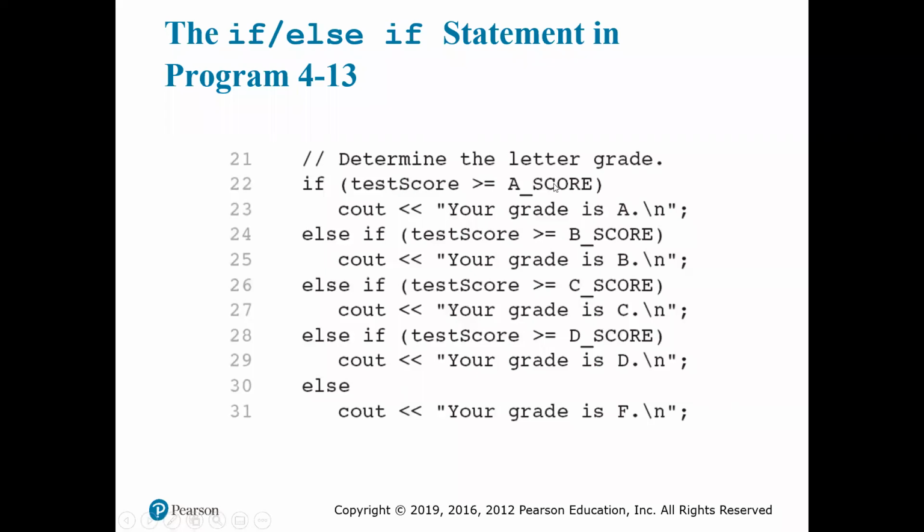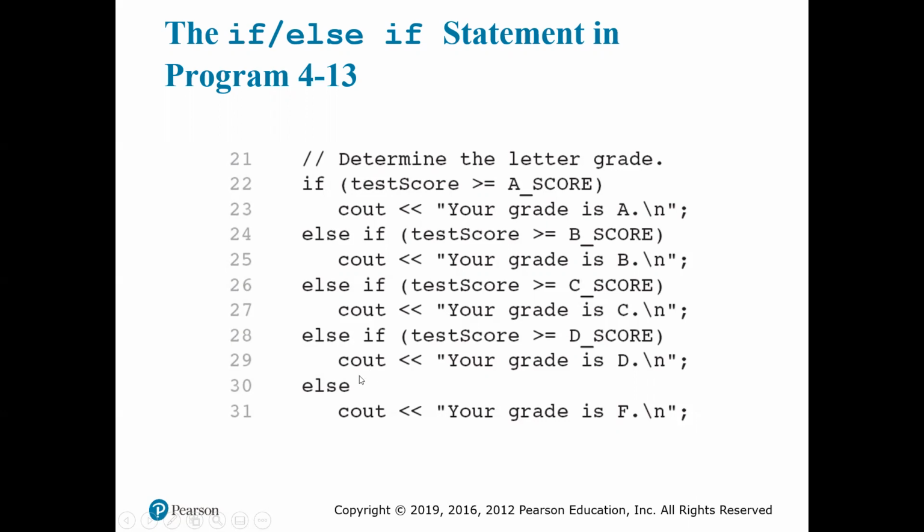So test score is greater than or equal to A score. We'll say the A score is 90. So if you get greater than or equal to 90, then it'll say your grade is an A. Okay. And then otherwise, if you get greater than a B, we'll say that's 80, then your grade is a B. Greater than a C, we'll say that's 70, then your grade is a C. And then if you get greater than 60, you get a D. So if none of these are true, then automatically you get an F. So if you don't get an A, B, C, or D, then you automatically get an F.